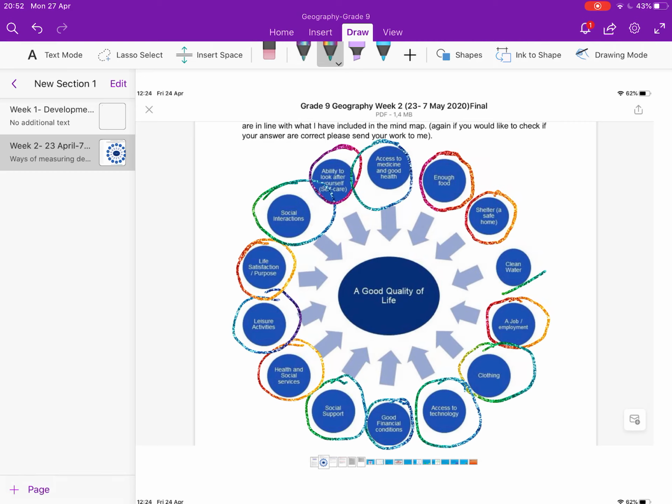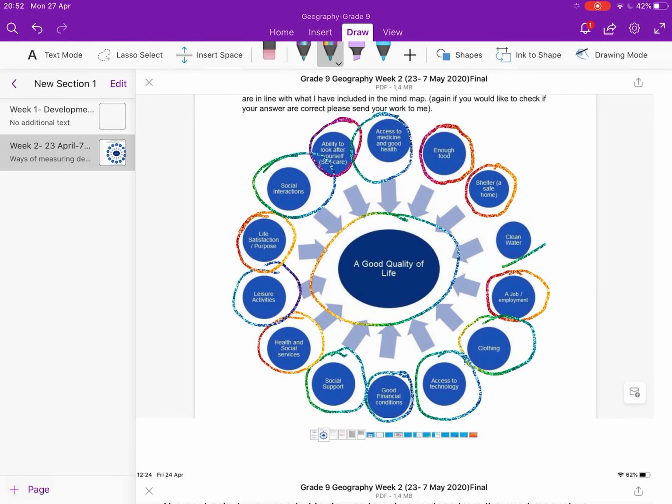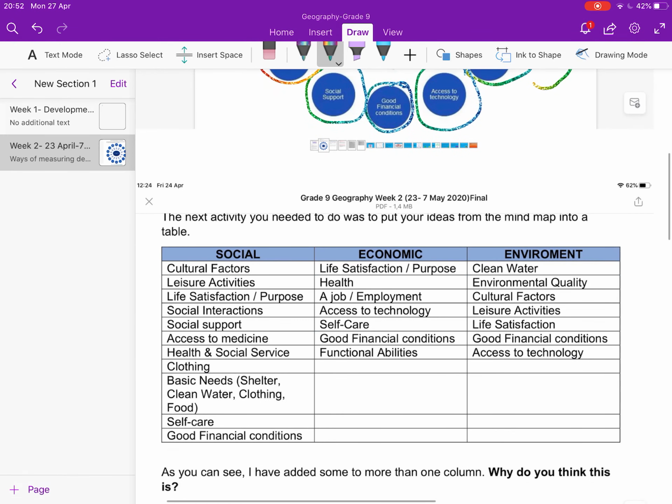And then access to good medicine and healthcare. So when you're sick, no one likes being sick. You want to be able to go to the doctor and then go to the pharmacy so you can get better as quick as possible so you can get back to school. I know you all want to get back to school. So that is our mind map of what we think a good quality of life is all about. And you can add to it, you can take away from it, and this will differ for each person because we all see ourselves as needing different things to have a good life.